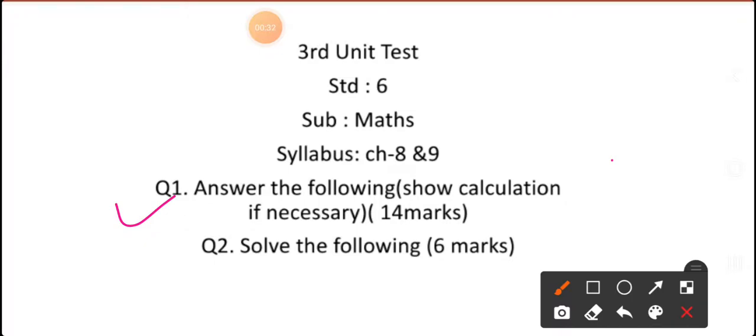Okay, and if it is necessary to show calculation, if it is a very small example, then you have to show the calculation, then only you will get the marks. And if it is like a question answer, then without calculation you can give the answer also. And second one, solve the following.